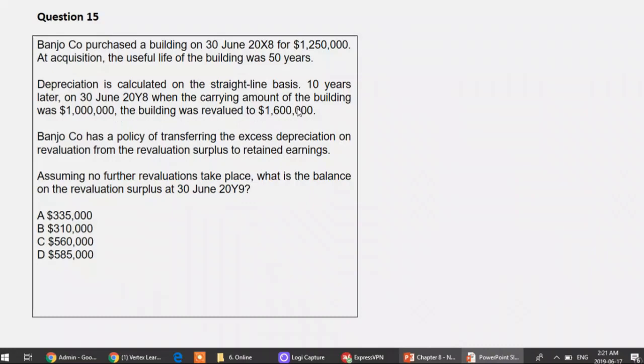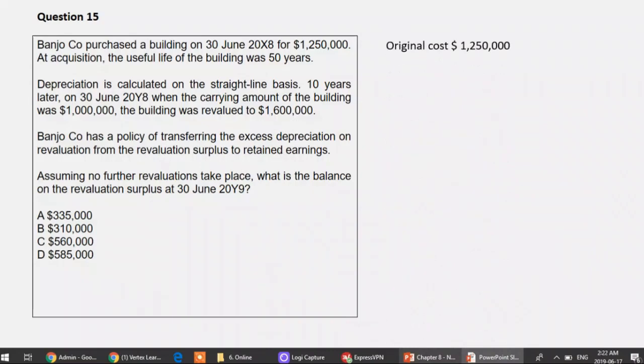But then because the asset value increased, you will calculate new depreciation, and the new depreciation will be more than the old depreciation. The difference is called extra depreciation, and that extra depreciation we take out and transfer from revaluation surplus to retained earnings. So in the beginning, how much is revaluation and how much is at the end of the year? Let's see the question, how it is done.